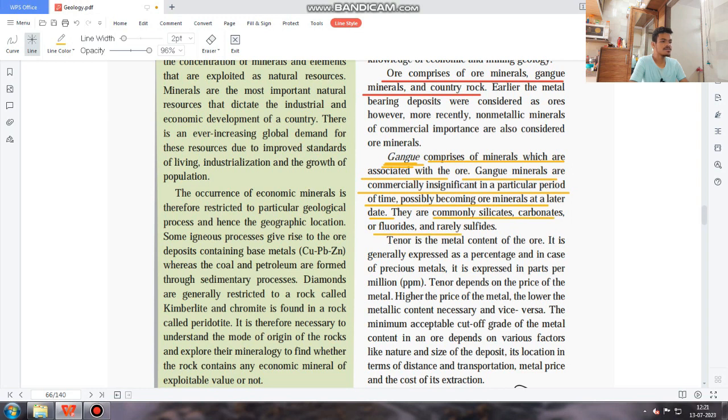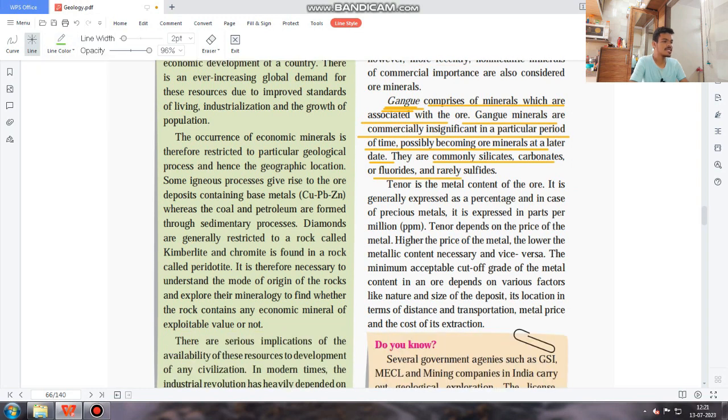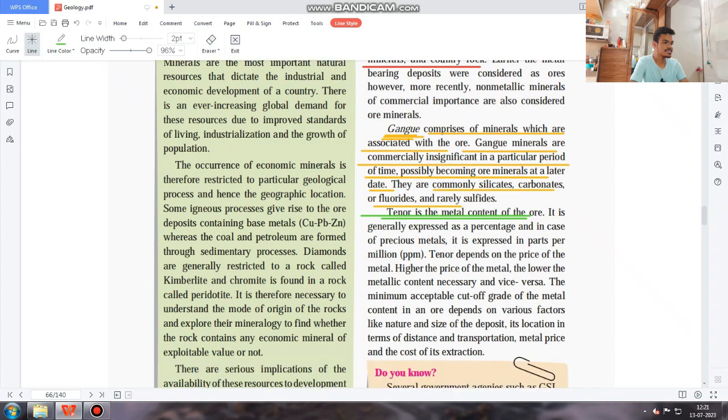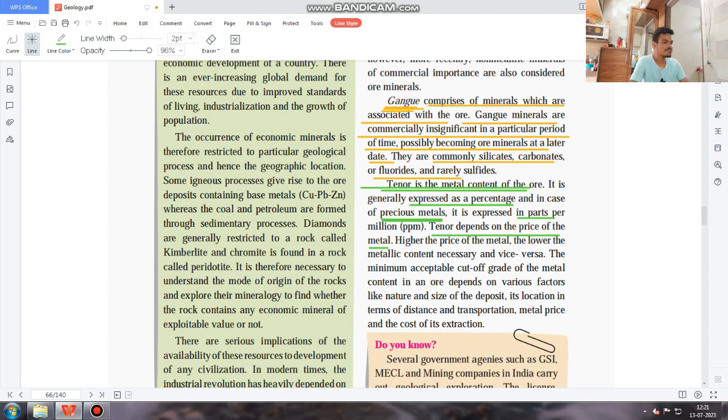Next is tenor. What is tenor? It is the metal content of ore. Gangue and ore you will have heard, but tenor will be a new word for you. It is generally expressed in percentage, and in case of precious metals it is expressed in ppm, parts per million. Tenor depends on the price of the metal. Precious metals like what? Gold, silver, not diamond. Higher the price of the metal, the lower is the metallic content, and vice versa. Higher the price, lower the metal content. Lower the price, higher the metallic content.